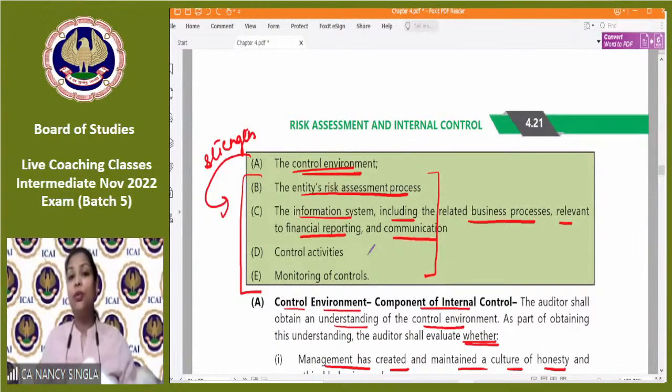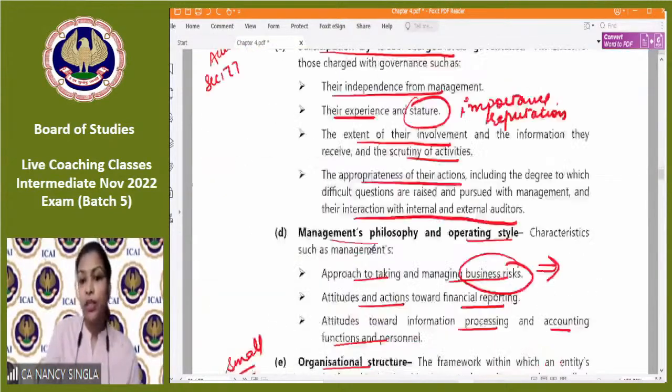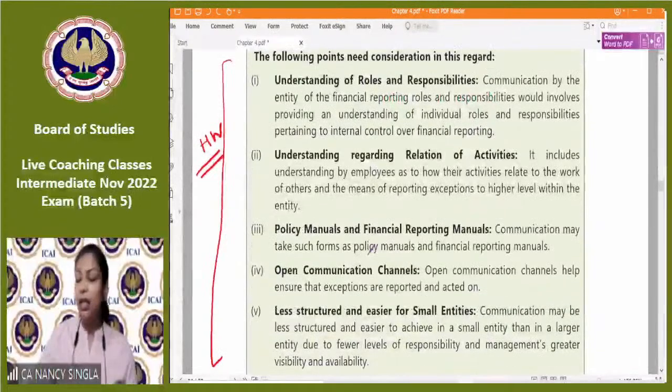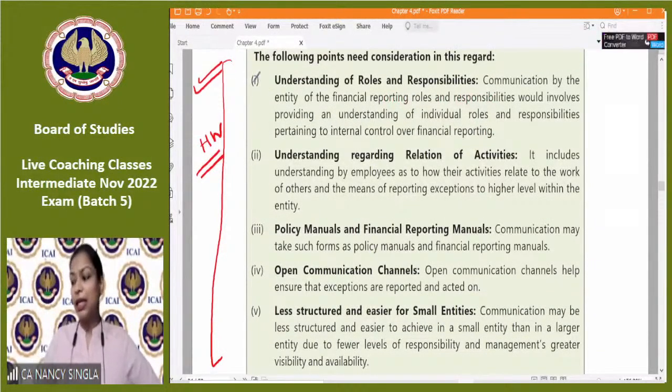In fact, Karthik has reminded me of the homework that I've given you, that you were supposed to read the communications that are required, given on page number 4.24. So I hope you all have gone through these requirements, and if not, then please go through these requirements in the break when we'll be taking it, and Karthik, your query I'll be resolving after the break.